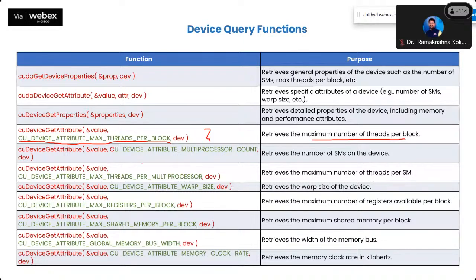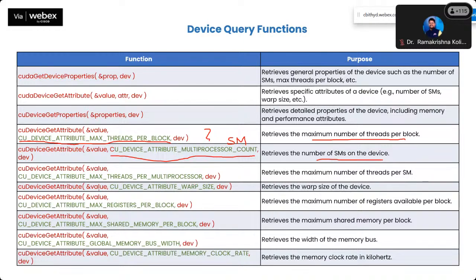Next, I want to know the multiprocessor count. Multiprocessor count is nothing but the SM count, right? The streaming multiprocessors in a particular GPU. I discussed in a previous session that the A100 card has 108 SMs. So I want to know how many SMs are present in my underlying GPU. You can pass this attribute to the function and print this value. It will return the number of SMs on the device. I will show you this in a hands-on session as well.